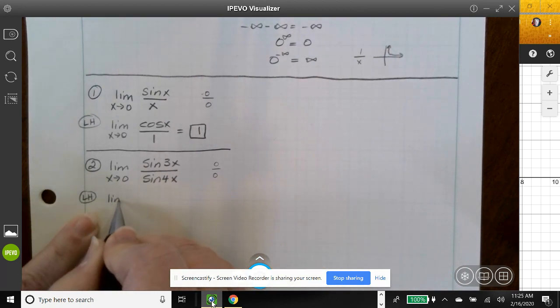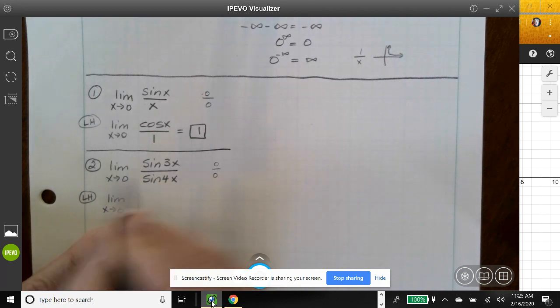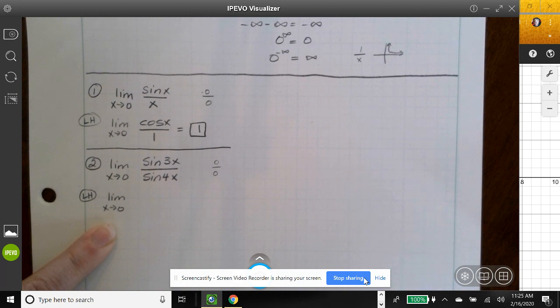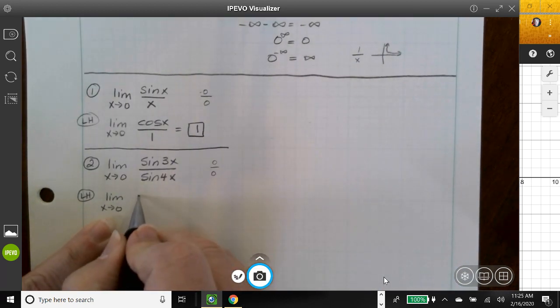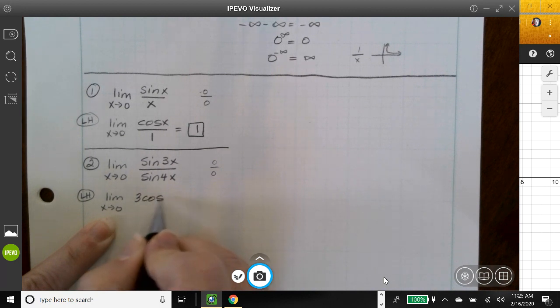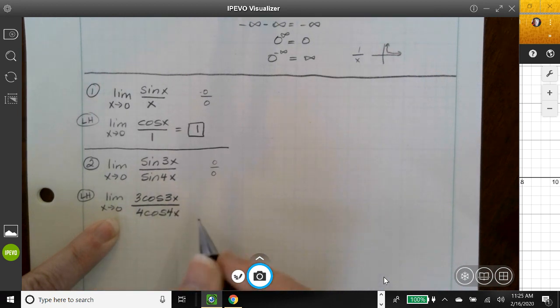We'll get the limit as x approaches 0 of, well, we have to take the derivative of the numerator using the chain rule. What happens when I use the chain rule? The derivative of the numerator is going to be 3 cosine of 3x. The derivative of the denominator is going to be 4 cosine of 4x. And what happens when I plug in 0 now? Well, I get the cosine of 0. 3 times the cosine of 0 is 3, and 4 times the cosine of 0 is 4. So this limit is 3/4.